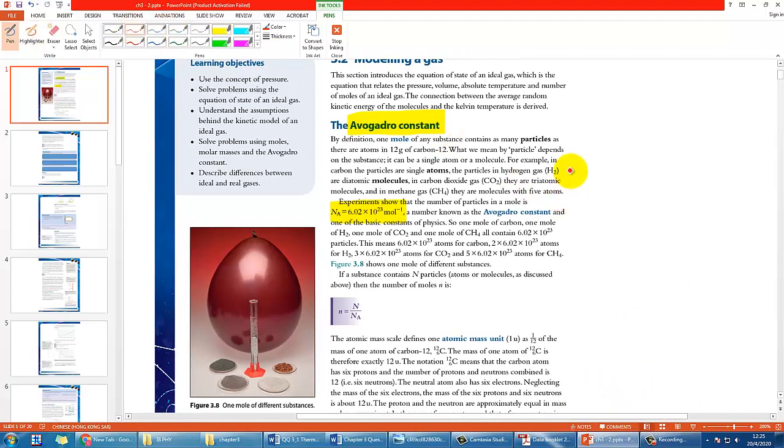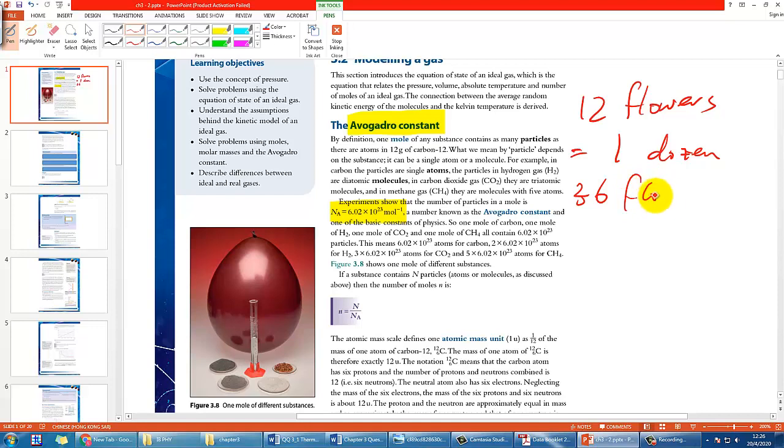Let me give you an example. If you go to the shop to buy flowers, you may tell the shopkeeper, oh, I want 12 flowers. Alternatively, you can also say 1 dozen, because this is mathematically equivalent to each other. Or if you want to buy 36 flowers, that will be equivalent to 3 dozens of flowers. So the calculation itself is very simple.